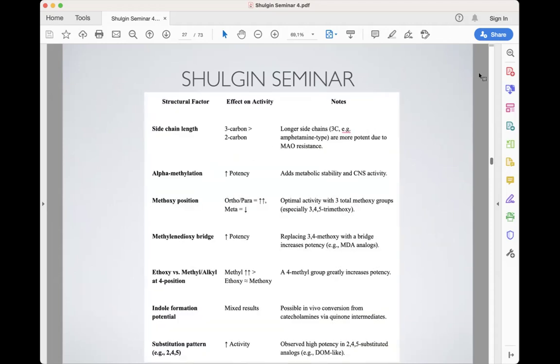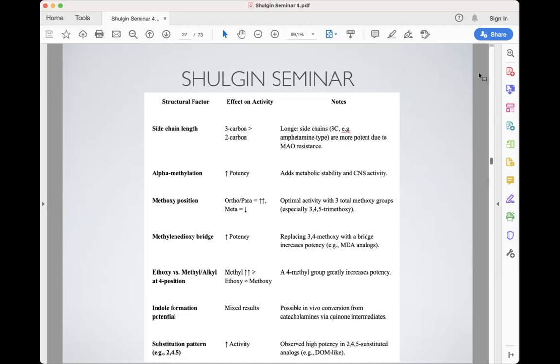So he has this side chain length factor. Yeah, the longer it is, the more potent it is. He mentions alpha methylation. Yeah, of course, methoxy position is crucial, and the 2,4,5 position and 3,4,5 position, and the methylene deoxy bridge, as in MDA and in MDMA, also not only increases potency but changes the quality, as we've mentioned. Yes, and the same with the DOM family.